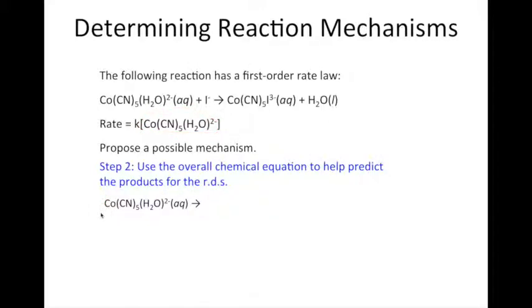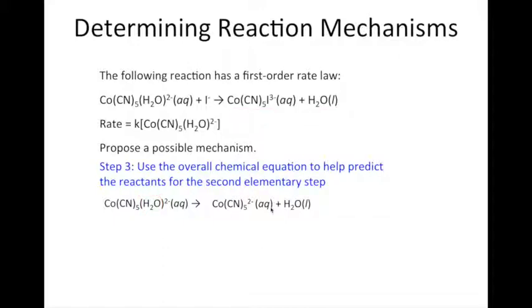So now we need to predict a product. Let's look at our products that we have up here. Which of these could be a possible product? Could the first one be a possible product? No, it could not, because we have iodine, and we don't have any iodine here, so we can't change the reactants. What about water? Water could be a possible product, so what would we have then? If we broke water off, what would we be left with? CoCN5 with a 2 minus charge. So these could be my possible products for my first elementary rate determining step.